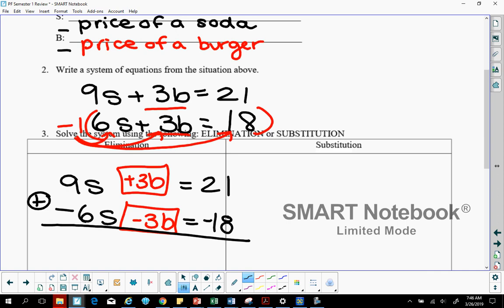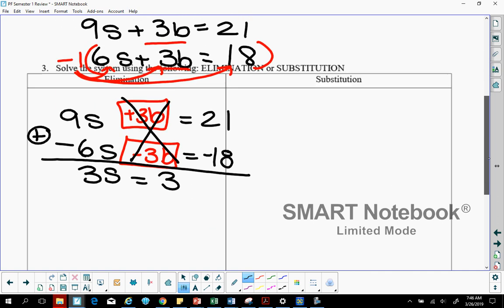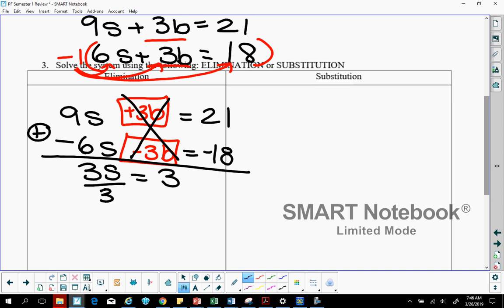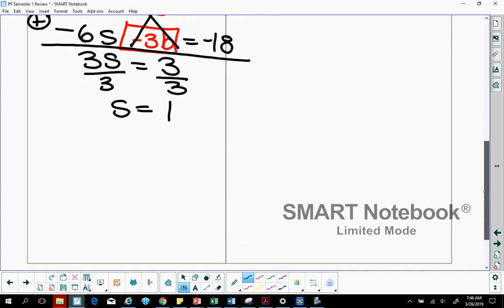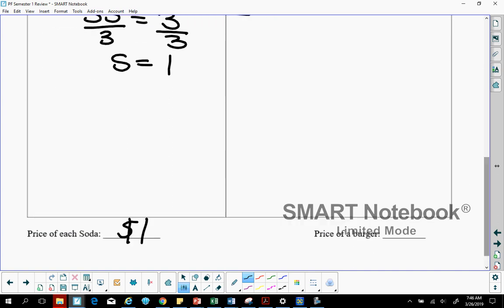When I do that, 9 plus negative 6 is what number? What's 9 minus 6? Good, I get 3S. What's 3 minus 3? What happens to my B's? They cancel, they eliminate. And then 21 plus negative 18 is 3. Cool. Then how do I get S by itself? Divide by 3, and you get S equals 1. That means that a soda costs how much money? $1. So I'm going to go down here and say, oh yeah, that means my soda is going to cost $1.